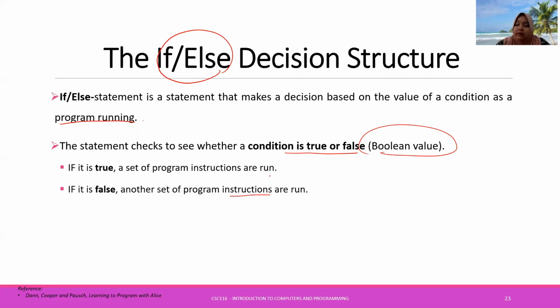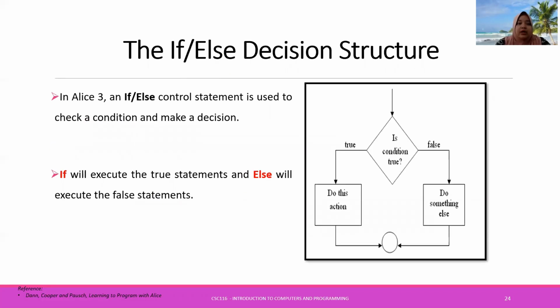So yang ini awak dah belajar dekat 1 to 6. Okay, example in Alice tree, an if-else control statement is used to check a condition and make a decision. Sama tak macam 1 to 6? Sama kan? Bila kita sebut if, kita nak check condition tu whether true or false. Okay, if will execute the true statement and else will execute the false statement. So ingat, salah satu dia bukan dua-dua di execute, no, dia buat salah satu.